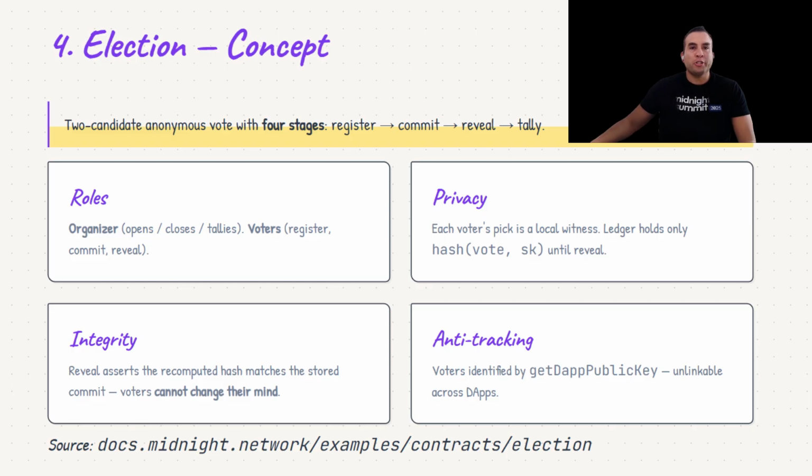Three properties make this contract interesting. Privacy. During voting, only the sealed envelopes are on chain. Integrity. At reveal time, you cannot change your mind. The circuit verifies your reveal matches the envelope you dropped. Anti-tracking. Voters are identified by per-app keys, so nobody can follow a voter into some other contract and figure out how they voted.